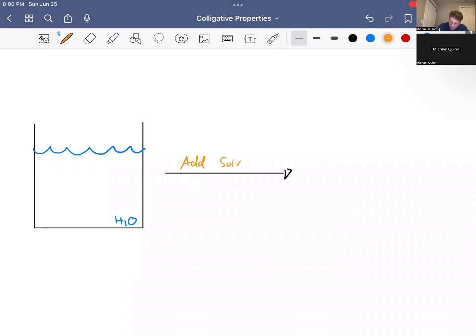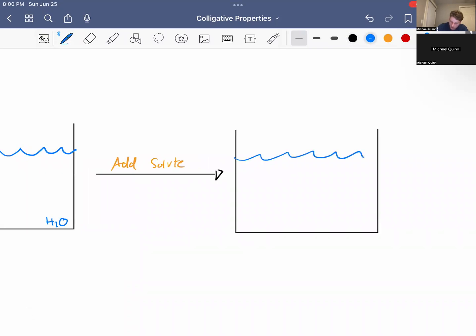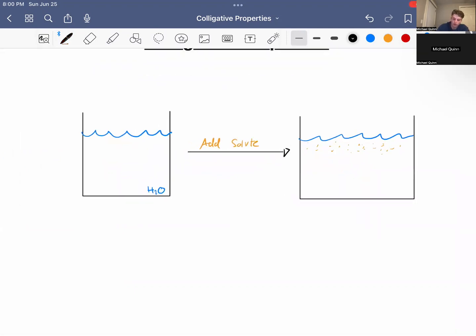Now, our beaker of water is going to look like this, with solute in the beaker. And so the first colligative property that we are going to look at is called vapor pressure lowering. So how does this work?